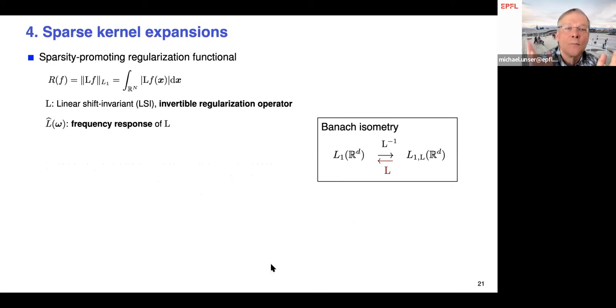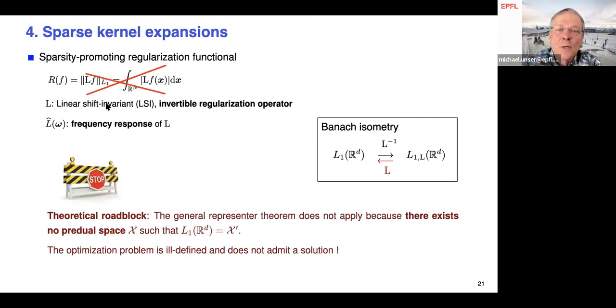Now, what we want to do is maybe do something a little better. We were using L2 norms, and we all know that maybe we prefer sparse solutions. So the idea now is to put the L1 norm instead of an L2 norm, and to choose the same operator as before, shift invariant and invertible. So there, in principle, we have this mapping between L1 and the space in which we're optimizing. Unfortunately, this doesn't work because it doesn't fit the theorem.